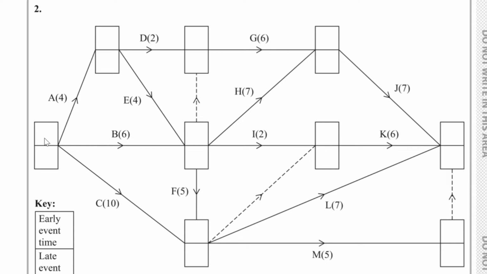We begin at the source. We assign a value of 0 to it, for the early event time. Now, 0 plus the 4 is 4. That's the only thing going into here. So we put 4 over here. If we now take a look at the other values we can enter in, well, 4 plus the 2 is 6.